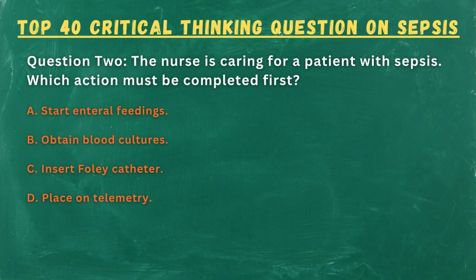Question 2. The nurse is caring for a patient with sepsis. Which action must be completed first? A. Start enteral feedings. B. Obtain blood cultures. C. Insert Foley catheter. D. Place on telemetry. Answer: B. Obtain blood cultures.